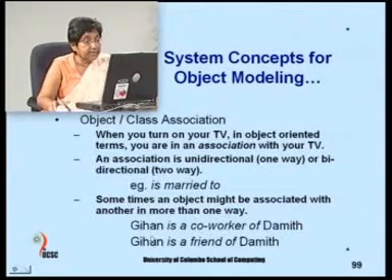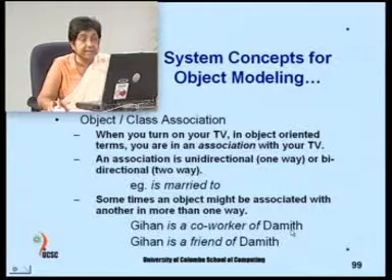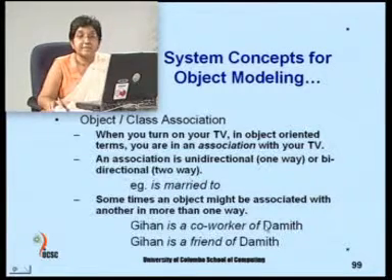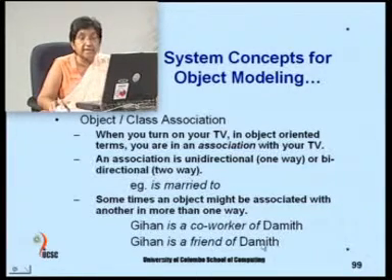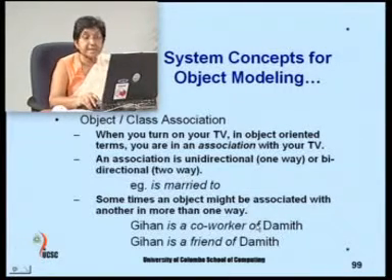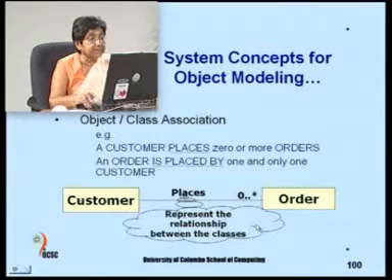Sometimes an object might be associated with another in more than one way. For example, a person called Gehan is a co-worker of Damit. So, there is one kind of relationship here between Gehan and Damit because they are co-workers. Again, there is another kind of relationship between Gehan and Damit. Gehan is a friend of Damit. So, there can be more than one way in which these objects are associated with each other.